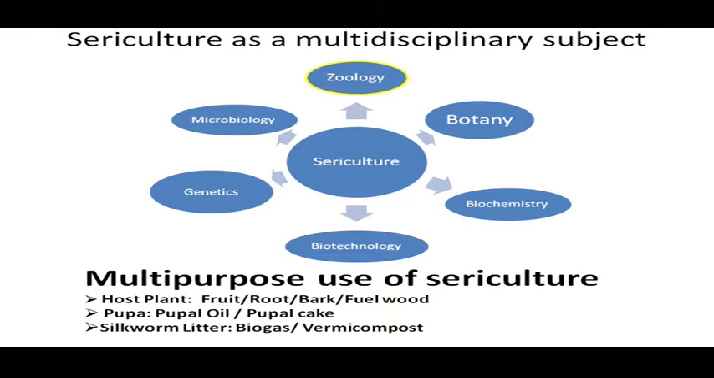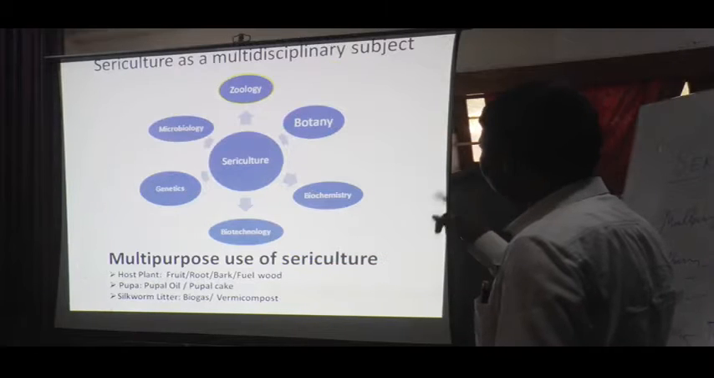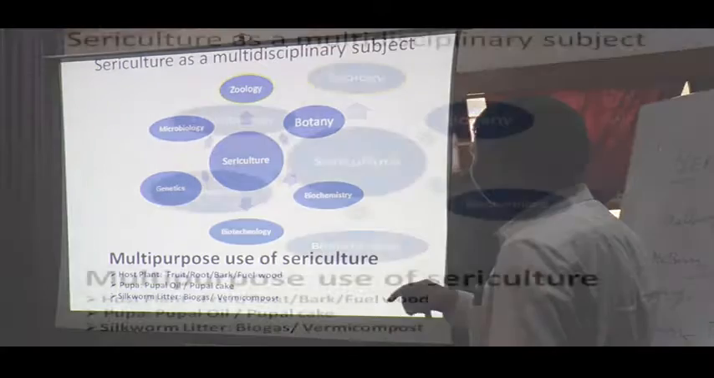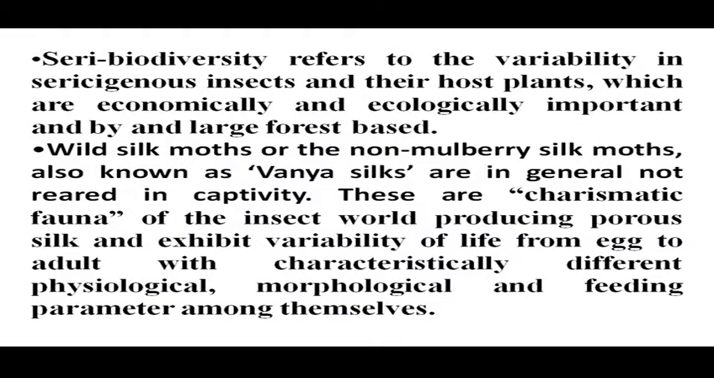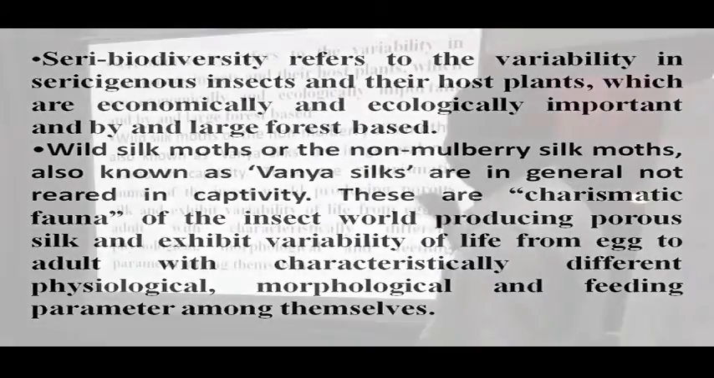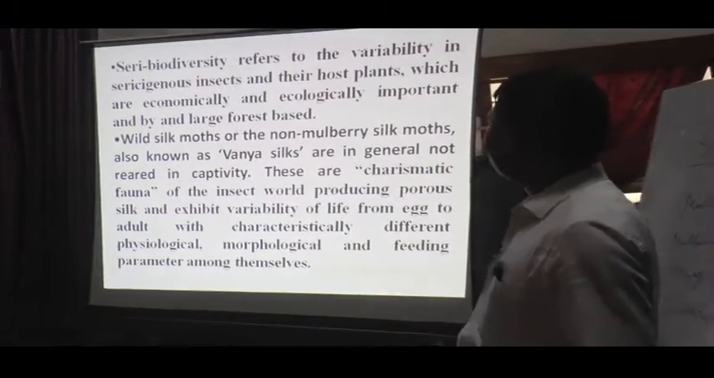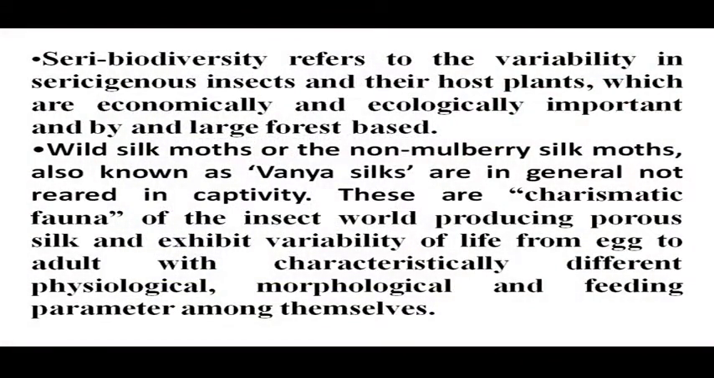Now the multipurpose uses of silk and host plants: apart from the food plant value, we can use the host plant's fruit, root, bark and fuel wood. The pupa can be used as pupal oil and pupal cake, and silkworm litter can be used for biogas or vermicomposting. Biodiversity is the variety and variability of life forms. Seri-biodiversity refers to the variability in sericigenous insects and their host plants, which are economically and ecologically important and by and large forest based.